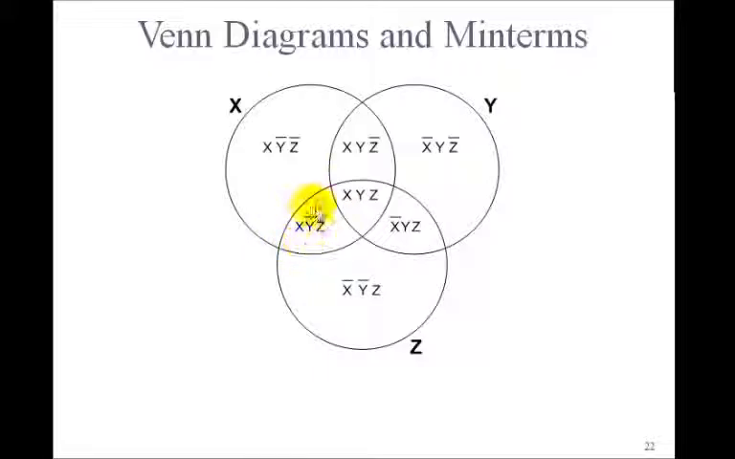This is in x, but not in y, but in z. And this is not in x, but it's in y and in z. And finally, the little triangle in the middle is in all three. That is, this is x AND y AND z.